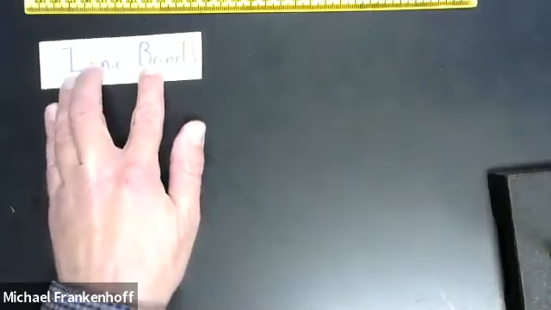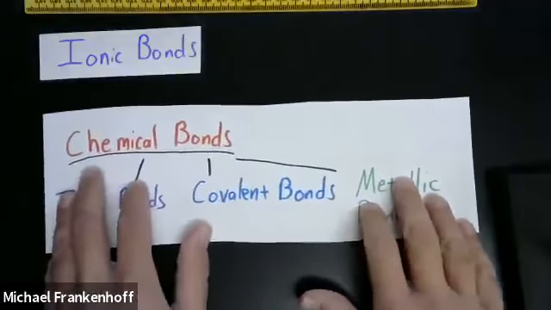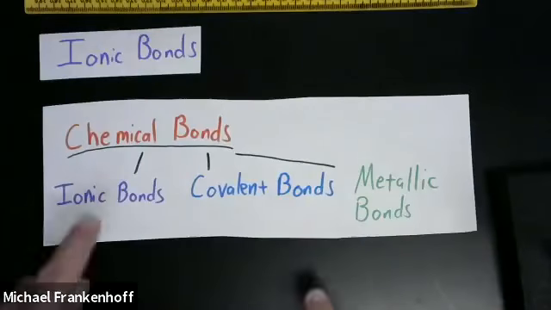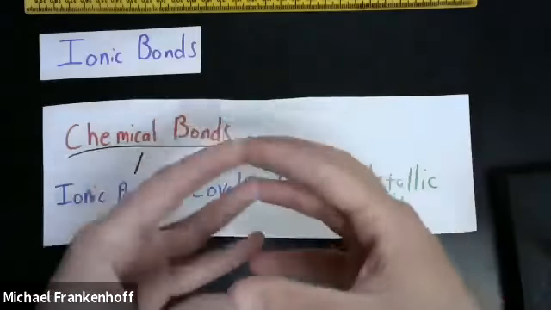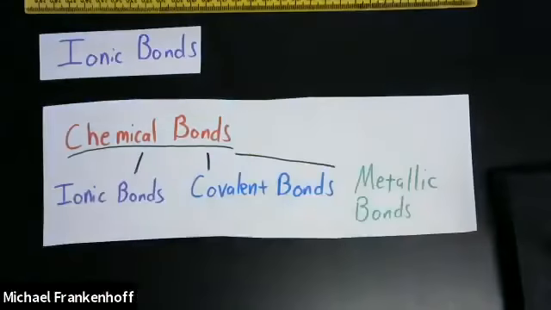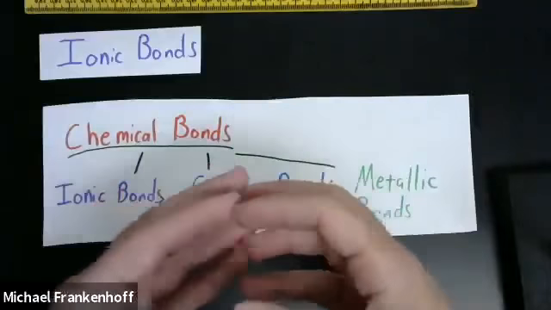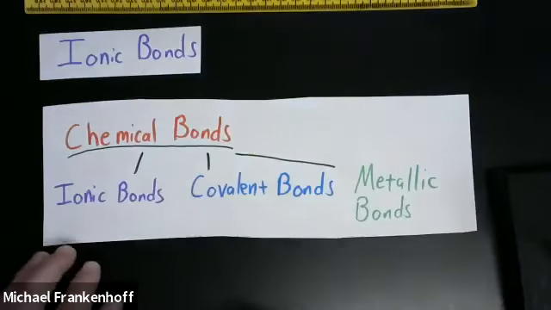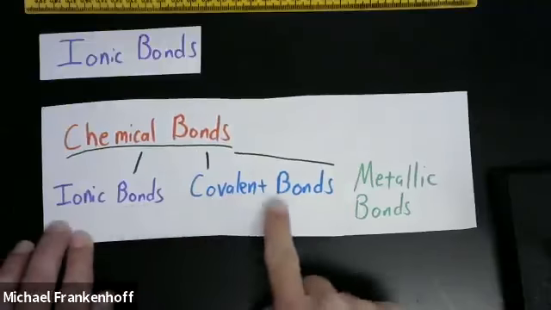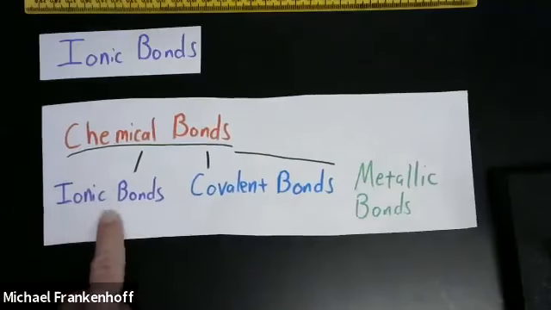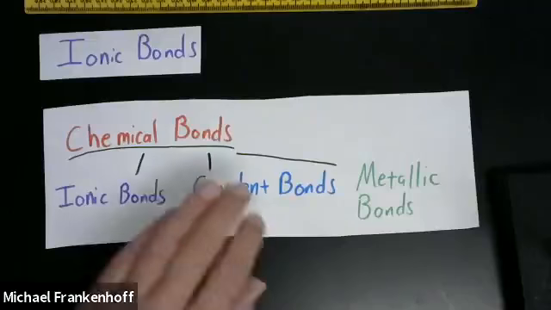Hey guys, let's talk about something called ionic bonds. Ionic bonds are one type of chemical bond, which we'll talk about in this unit, this chapter. Chemical bonds are the glue that holds molecules together. So what holds H2O together, and carbon dioxide, CO2? Well, it's chemical bonds. There are three main types: ionic bonds, covalent bonds, and metallic bonds. But today we're going to focus on ionic bonds.